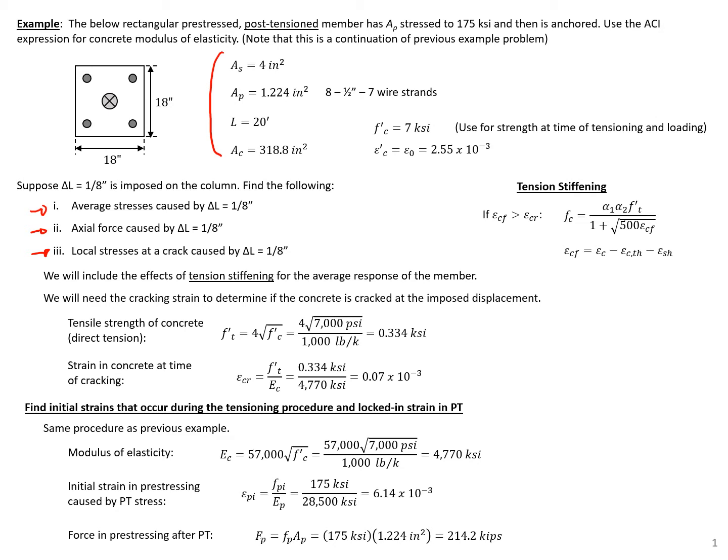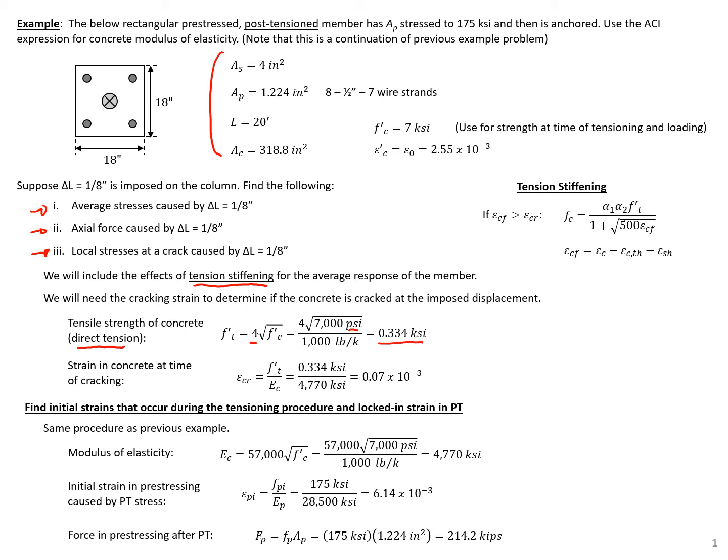We're going to include the effects of tension stiffening in this problem. So that'll be the new component for this example. Some of the properties that we'll need: the tensile strength of the concrete. And since we're in direct tension, we're going to use our 4 square root f prime c equation. We can then find 4 times the square root of 7,000 psi divided by 1,000 pounds per kip, which gives us our tensile strength in direct tension for the concrete.